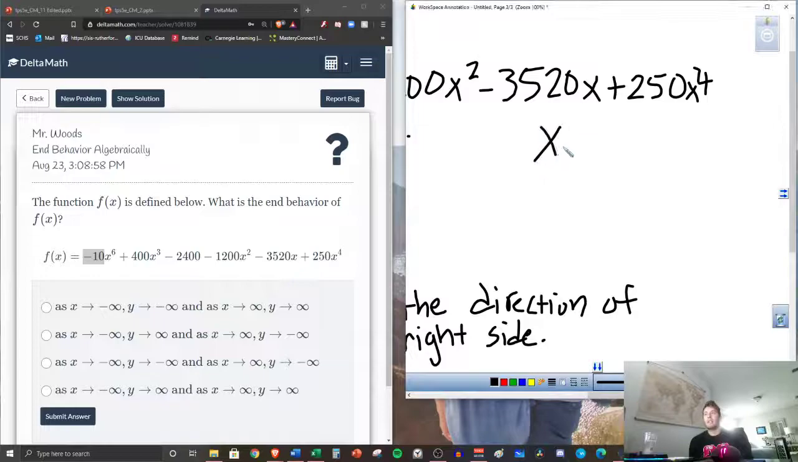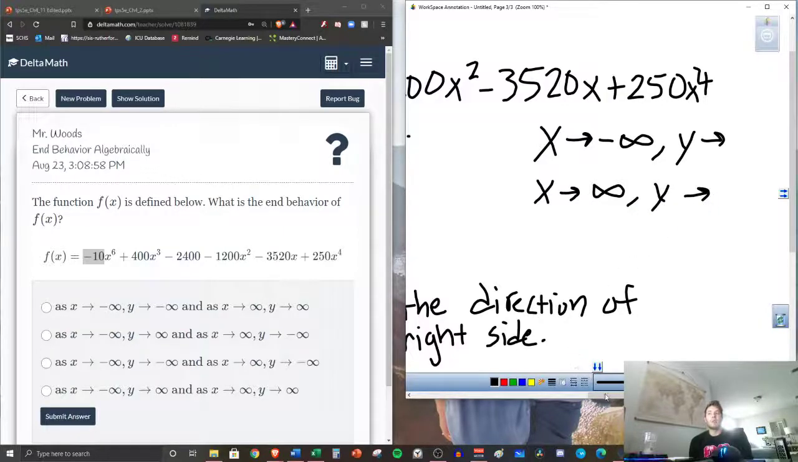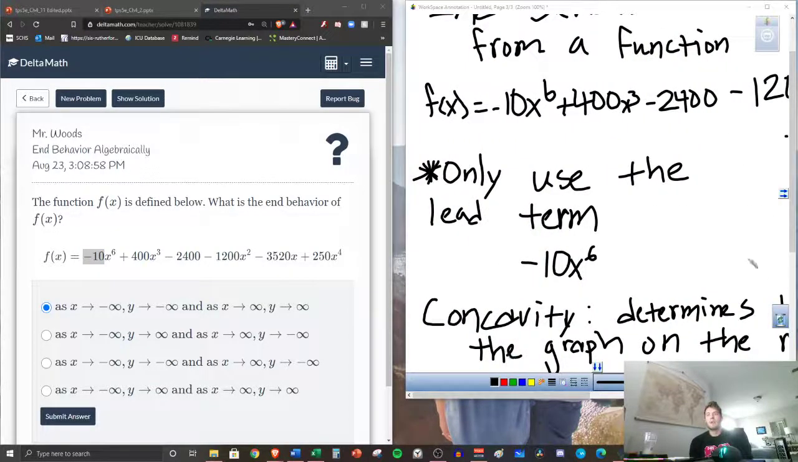All right, so for our example up here, I'm gonna write over here, we want to write our answer. So as x goes to negative infinity, y goes to, we're gonna put an answer there. As x goes to positive infinity, to the right, y is going to, well, we just determined by that negative 10 that it should be going down. So our only answers right now should be either this one or this one. It's one of these two that is going to be correct, okay? So how do we get the other direction?